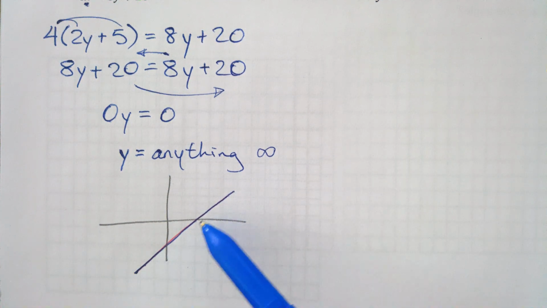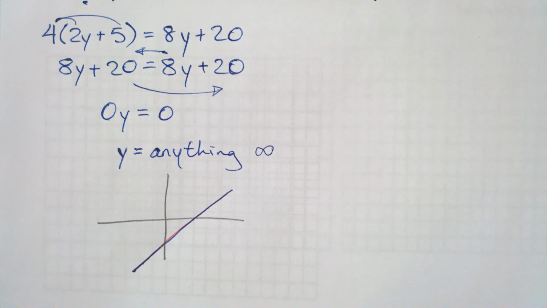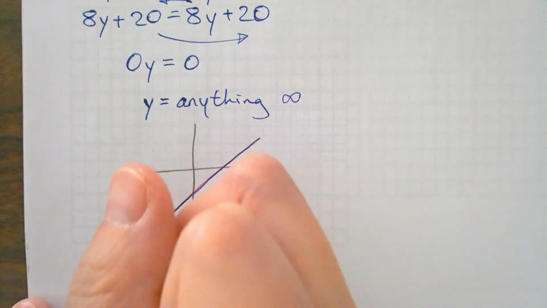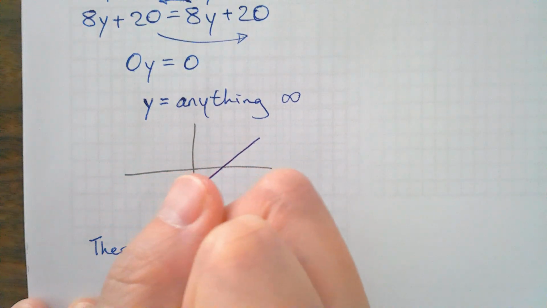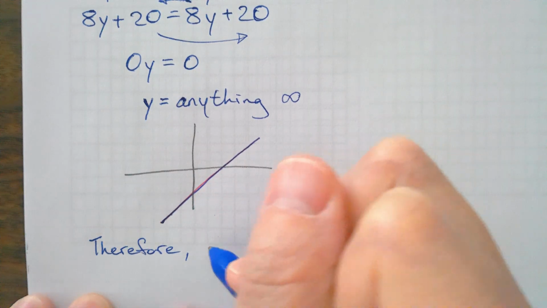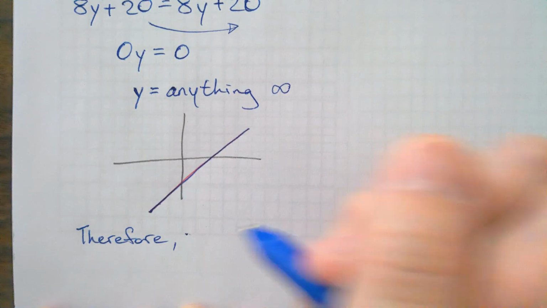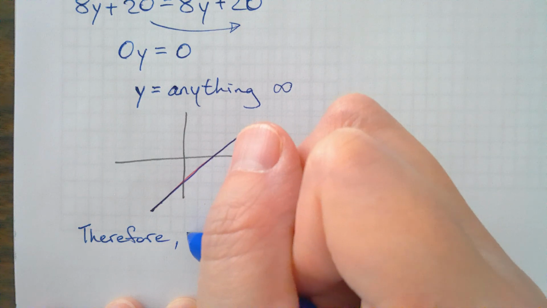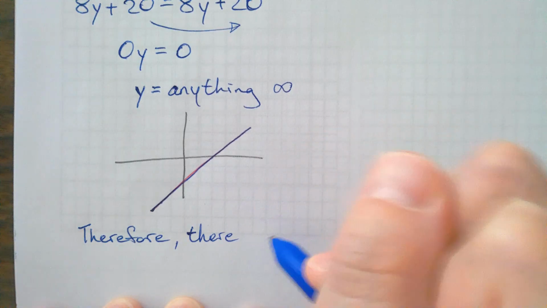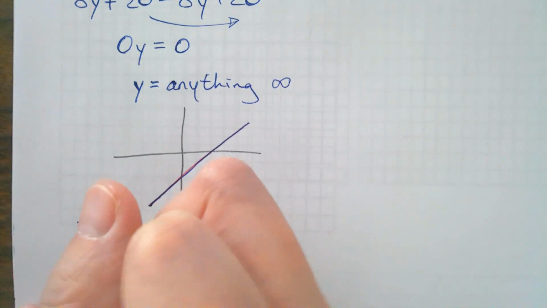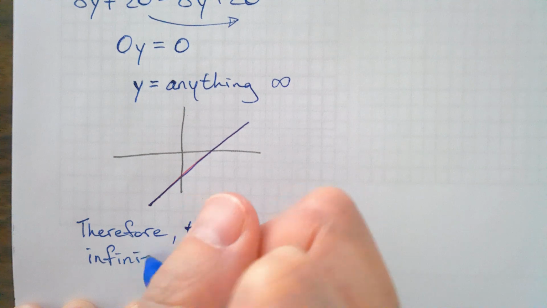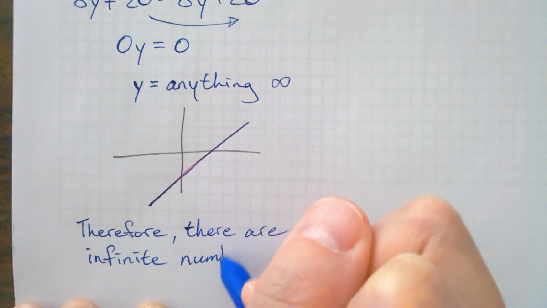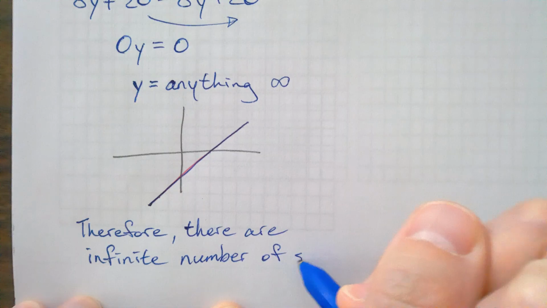Alright. So both lines overlap each other. So where is the point of intersection? Everywhere. So therefore, the point of intersection is everywhere, or there are infinite number of solutions.